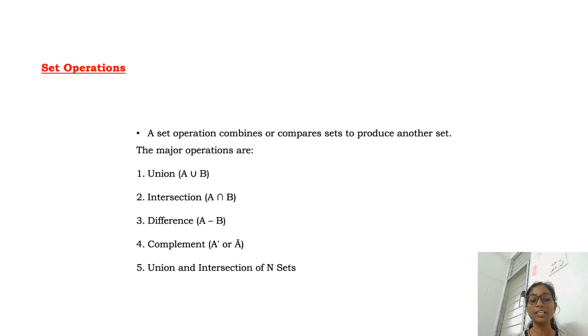Set operations. A set operation combines or compares sets to produce another set. The major operations are union, intersection, difference, and complement. Union is represented as A union B, intersection is represented as A intersection B, and difference is represented as A minus B, and complement is represented as A bar.